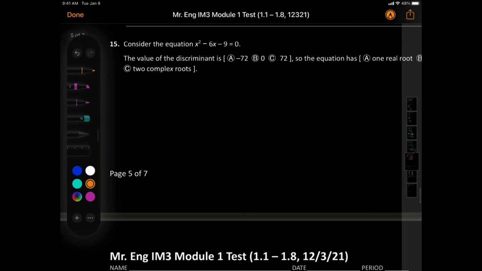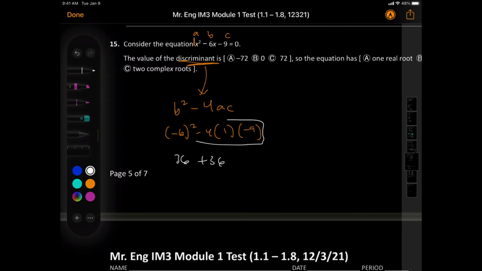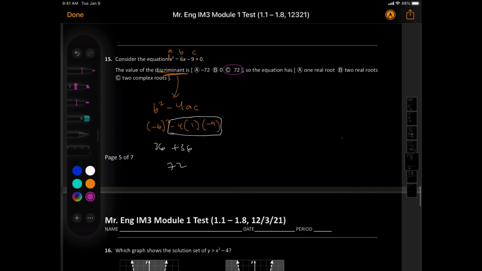Consider the following equation. What is the discriminant? The discriminant has a formula of b squared minus 4ac. So the b value is negative 6, a value is 1, c is negative 9. So this would give you 36 plus 36, right? You add those and you'll get 72. So our discriminant is 72, it's positive, and we're going to get 2 real roots.